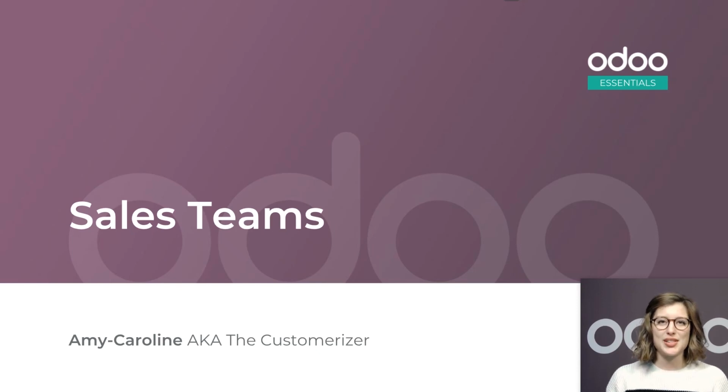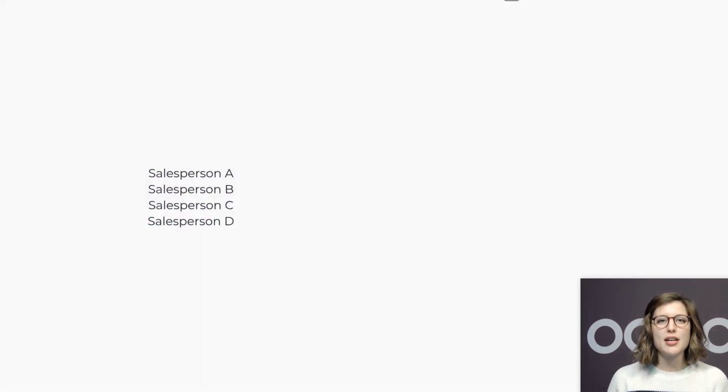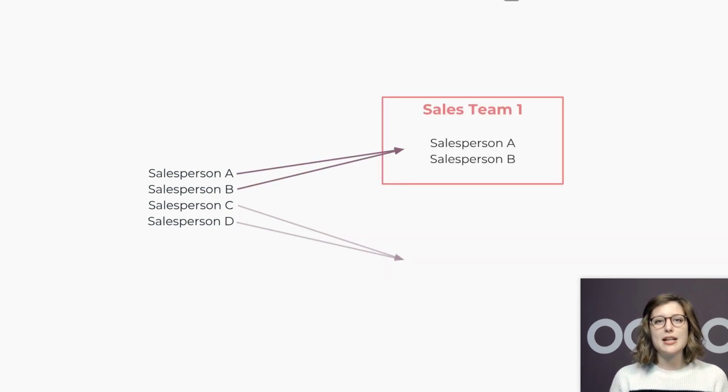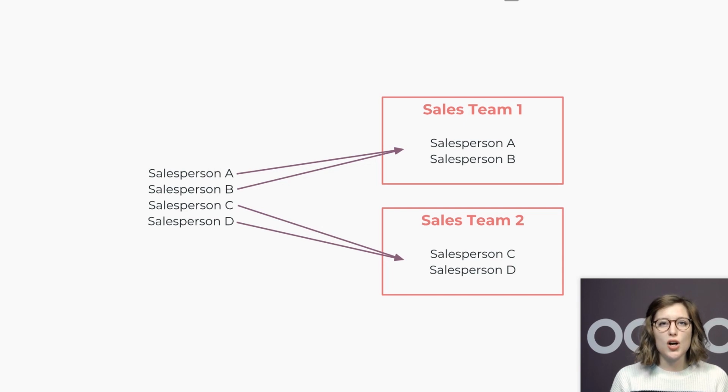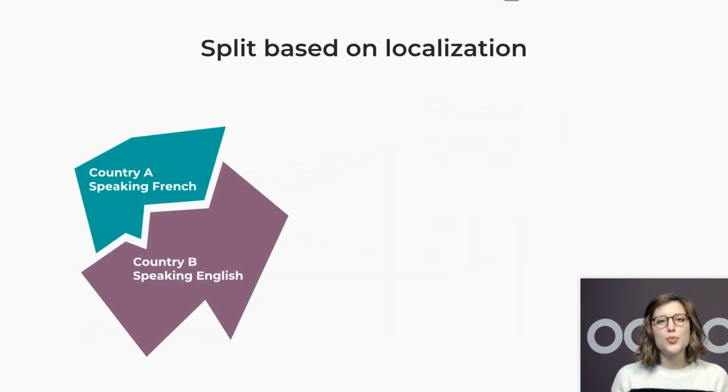Welcome to Odoo Essentials. As a sales team manager, it can be complicated to manage more than 15 salespeople. As your team grows, you have less and less time to train or even support your team members for larger deals. This is why many companies will divide their large sales department into smaller, more manageable teams.